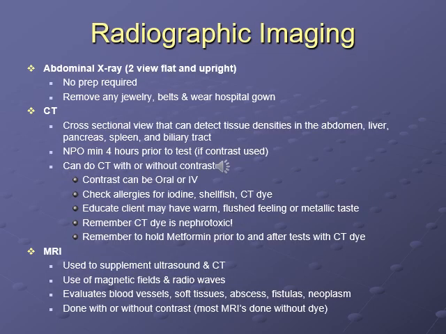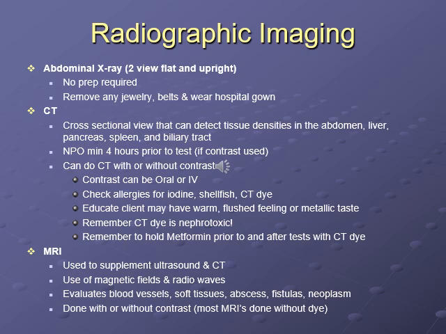So for regular x-rays, they can do an abdominal x-ray, which we just call a flat and upright. It's just a 2-view. There's no prep required. Certainly they'll have any jewelry, belts and stuff off. They'll have a hospital gown on. But this is really helpful to review masses, tumors, strictures, obstructions.